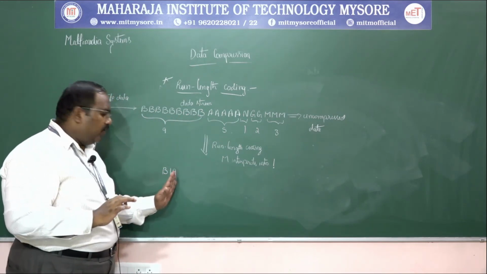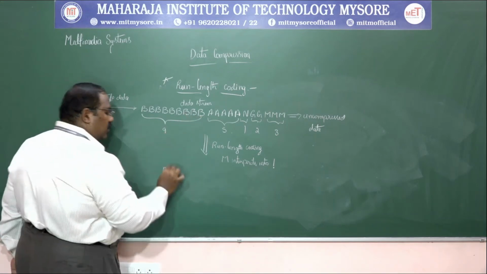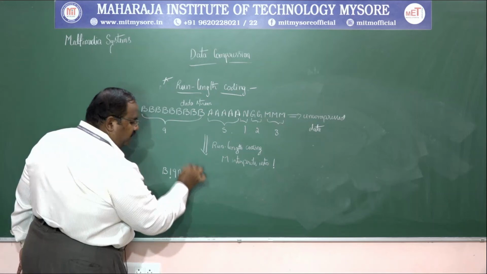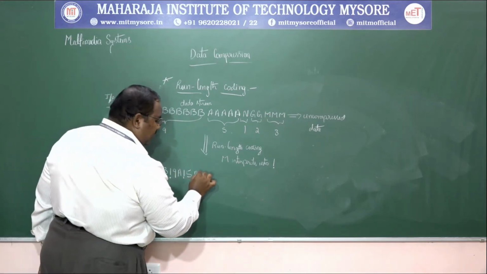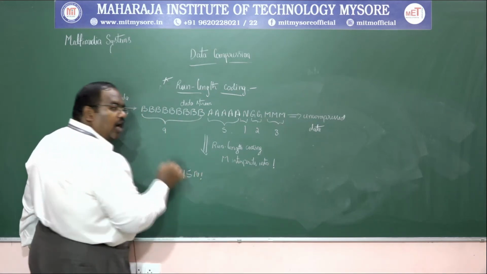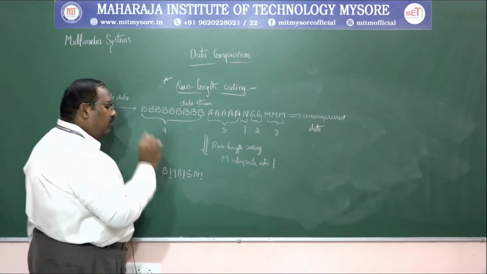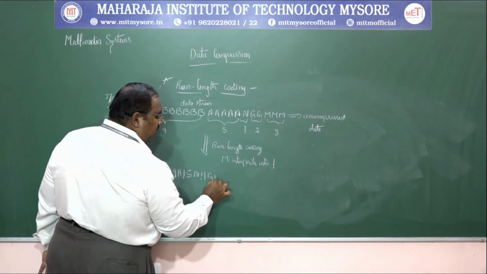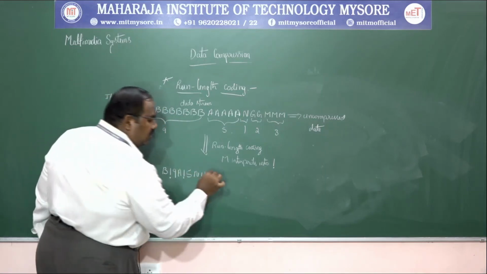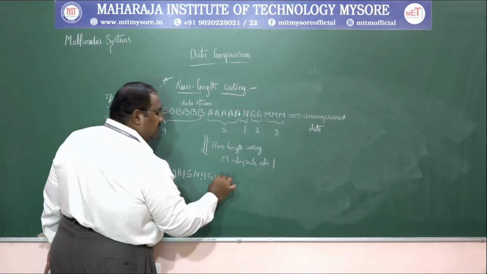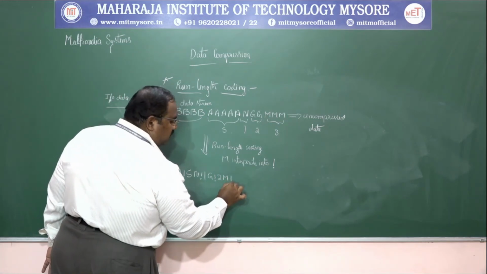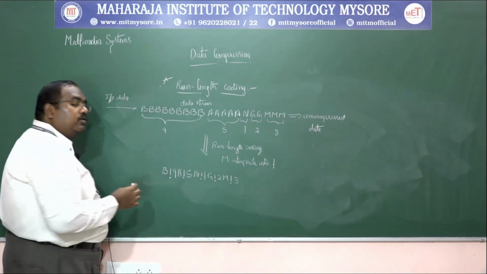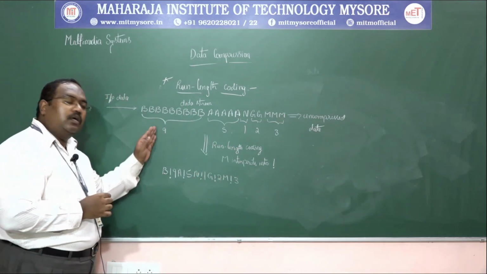Next, we don't provide any space. Immediately we go to the letter A, explanatory symbol. How many times? 5. Next, what is the letter? N, explanatory symbol. How many times has it occurred? Only once. Next, which is the letter? G, explanatory symbol. How many times? 2 times. Which is the next character? M, explanatory symbol. How many times? 3 times. This is how we are able to compress.